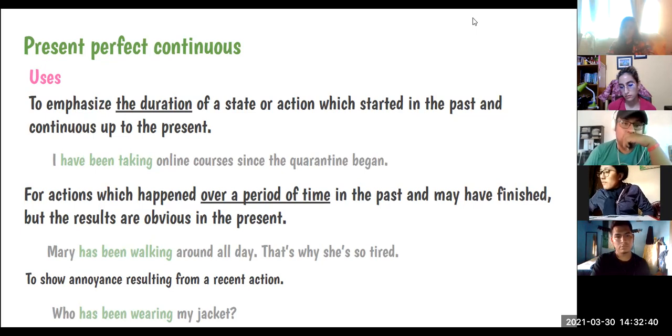Let's go with Nicole. She has been exercising all summer. That's why she is in shape. Very good. Ingrid? Luisa has been cleaning the house in the morning. Now it looks so clean. Okay, very good. Okay. And the last one, to show annoyance resulting from a recent action.